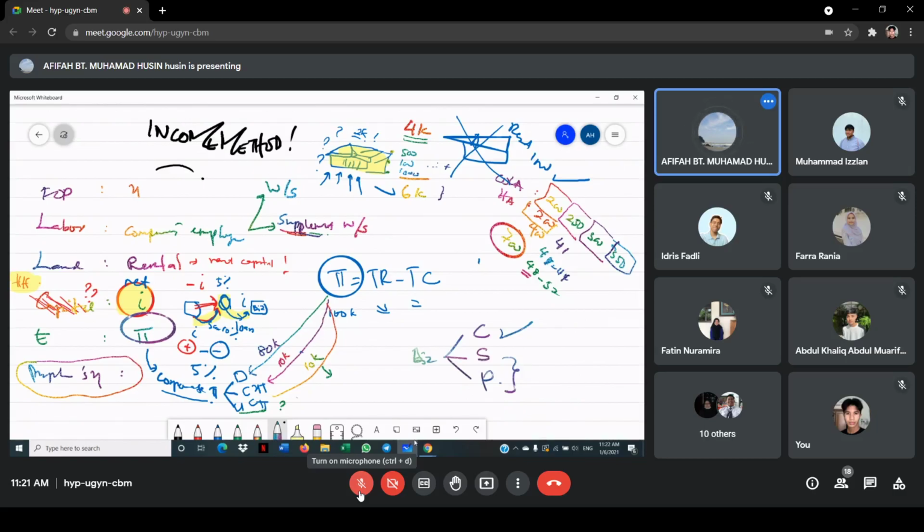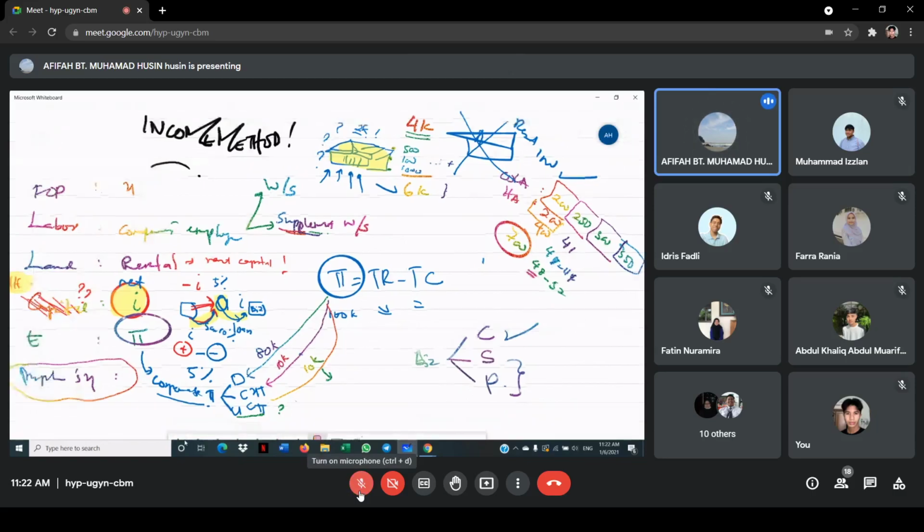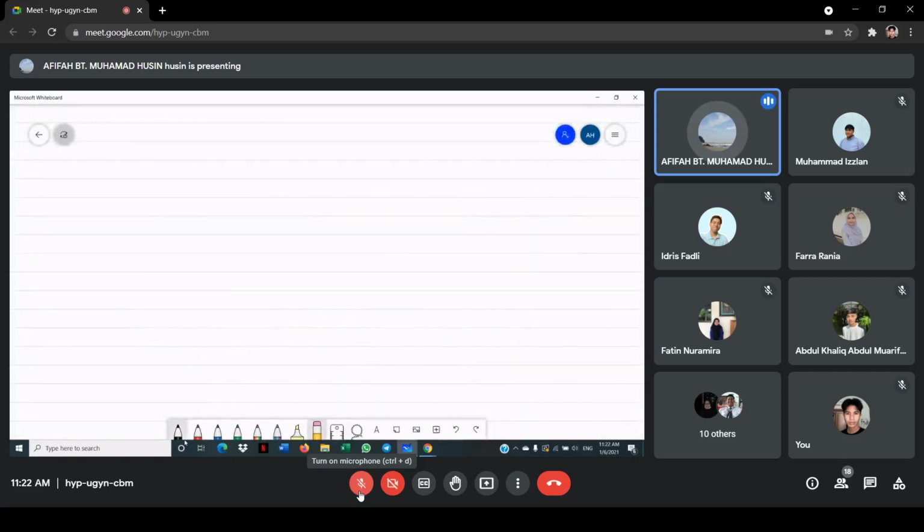Kita dah siap. Boleh? So how to calculate the GDP from the income method? Okay, income method we know that compensation to employee plus rental plus net interest plus profit plus proprietor's income will give you national income.